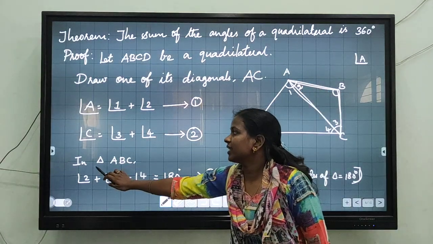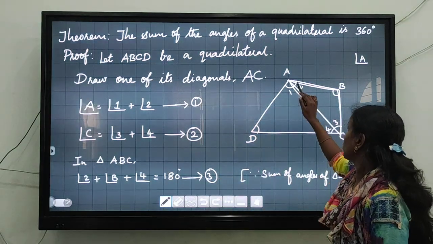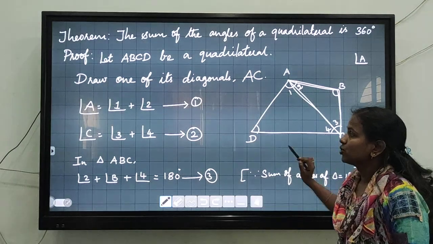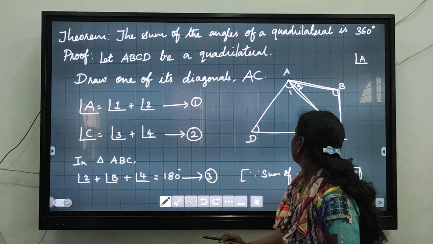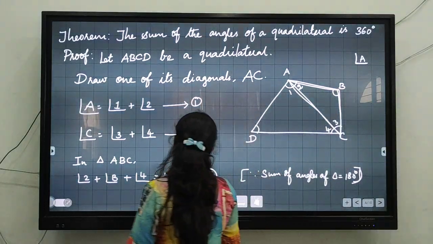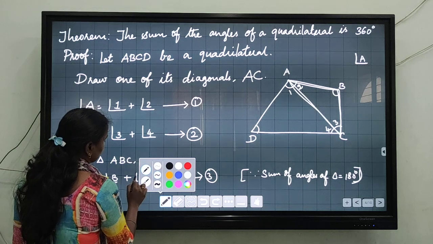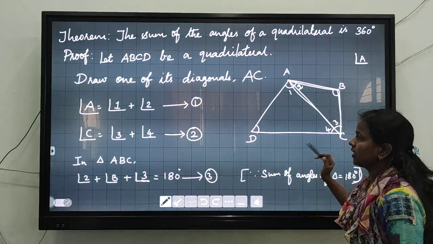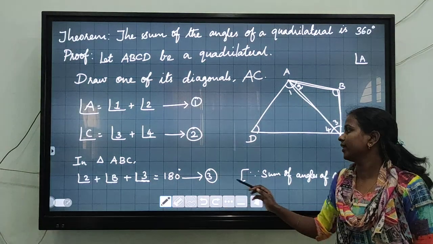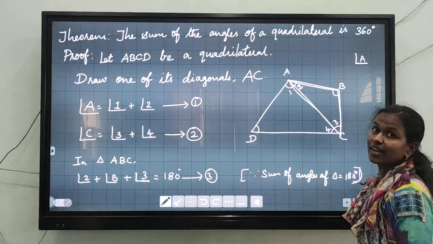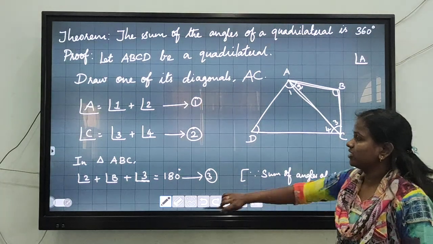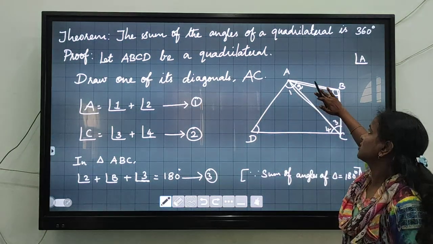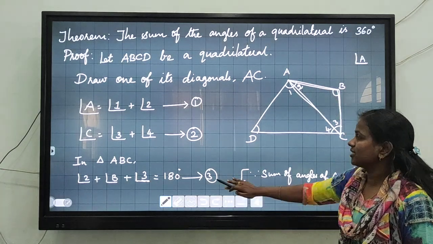So I am taking first triangle ABC. In triangle ABC, what are the angles there? Angle 2 plus angle B plus angle 3. So I am writing here angle 2 plus angle B plus angle 3 equal to 180 degrees. Why am I writing here equal to 180 degrees? Because we know the sum of angles of a triangle is equal to 180 degrees. Using that condition only I am writing here angle 2 plus angle B plus angle 3 equal to 180 degrees, because these are the angles of this triangle. Okay, that is equal to 180 degrees.